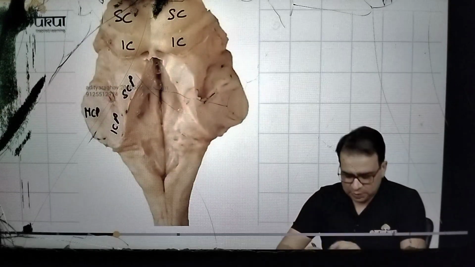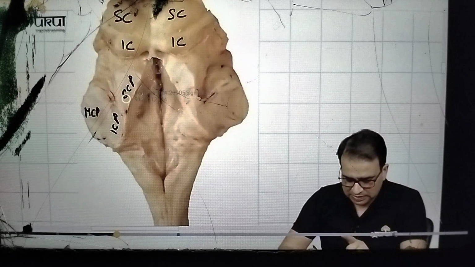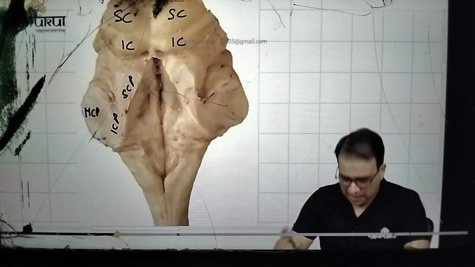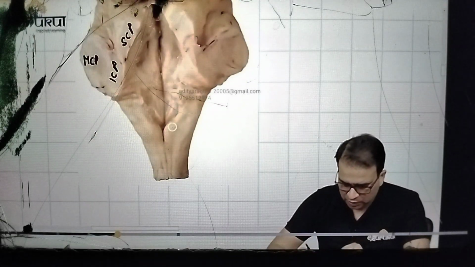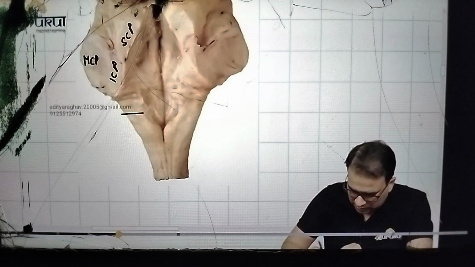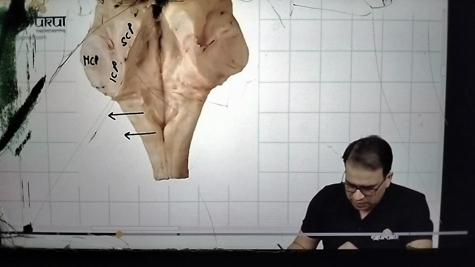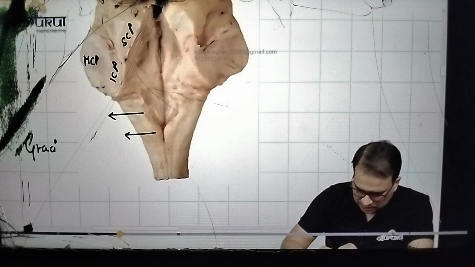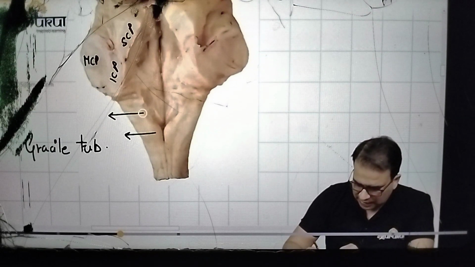And that's why the boundary of the fourth ventricle is formed by the superior cerebellar peduncle and inferior cerebellar peduncle, and it is also formed by these two tubercles here. Now, can you see this tubercle here? That is a tubercle of the medulla, and there's another tubercle here. Let me mark it for you guys. This tubercle is more lateral, this is more medial. The one which is present more medially here is called the gracile tubercle, and the one which is more laterally placed is called the cuneate tubercle.